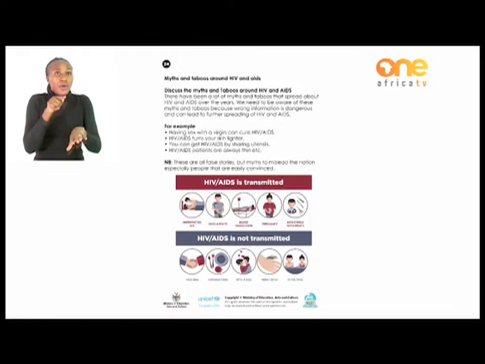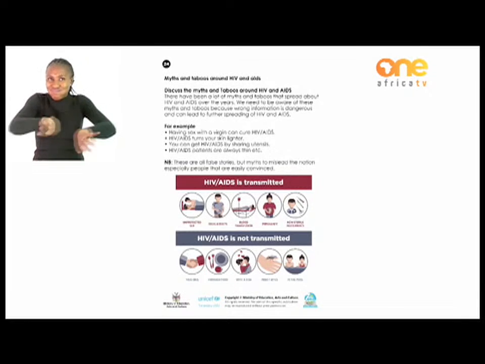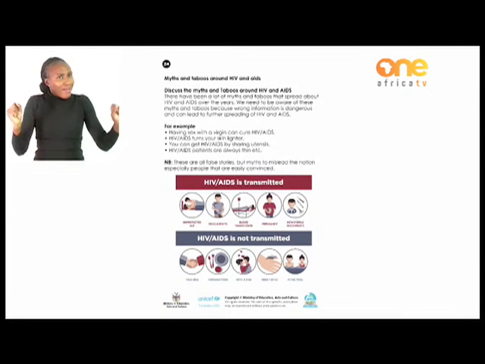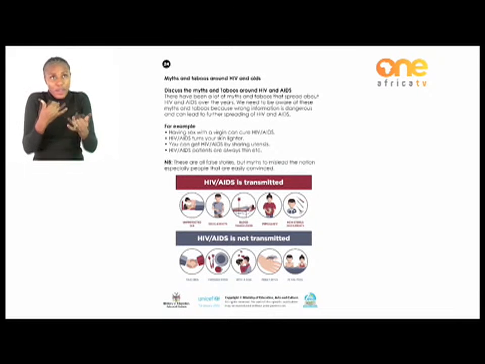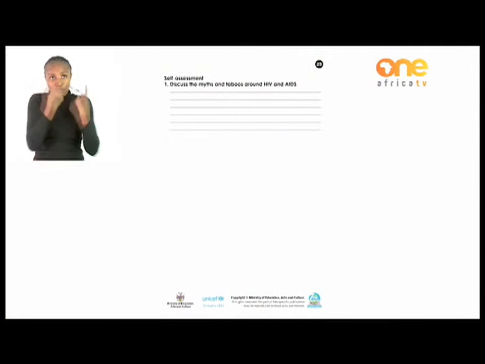Insect bites. This is also one way HIV cannot be transmitted, because insects do not have receptors and cannot get infected by HIV. Therefore, they cannot transmit the HIV virus because it's digested in their stomach. Or simply by taking a swim in the pool with someone, you cannot get HIV/AIDS. Let's turn to page 25 for our self-assessment. Discuss the myths and taboos around HIV and AIDS.